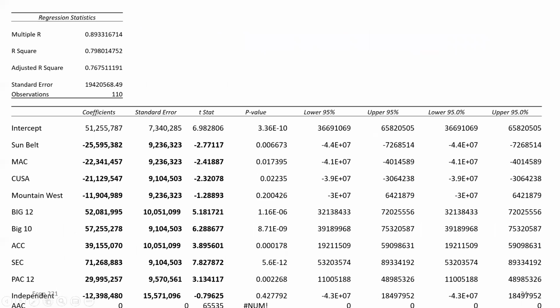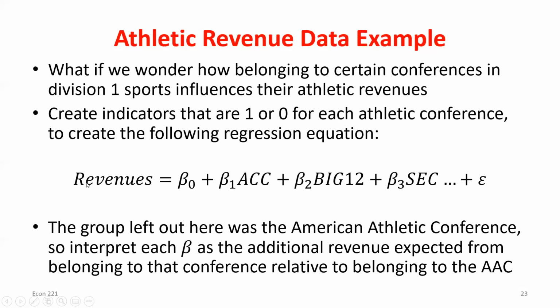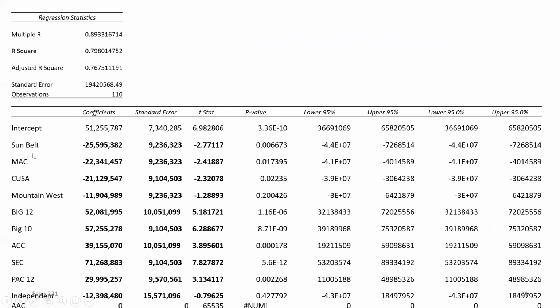So I ran this regression, right? My Y variable is revenues. I then had all these columns in Excel that just represented the dummy variables for what conference that school belonged to. And what I found here is, right, here's the intercept. So you can think about here, it's a kind of weird interpretation. And I actually see it kicked out, I had it shown down here, it left out the American Athletic Conference.